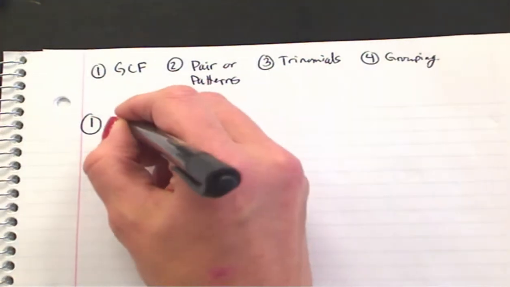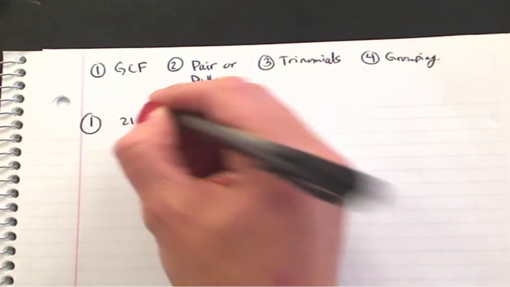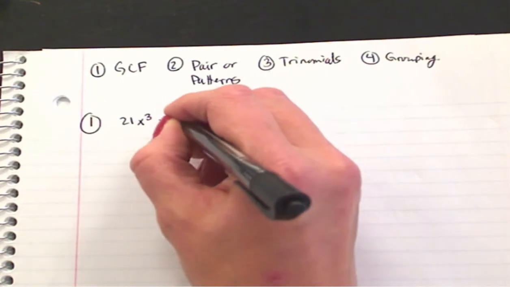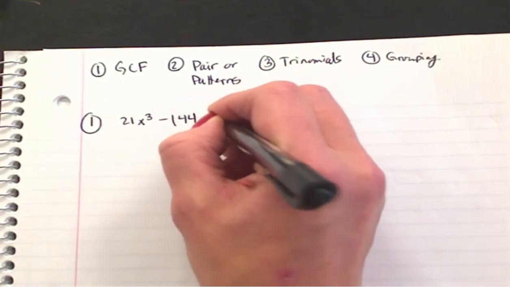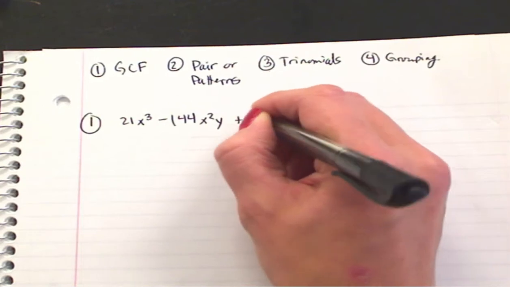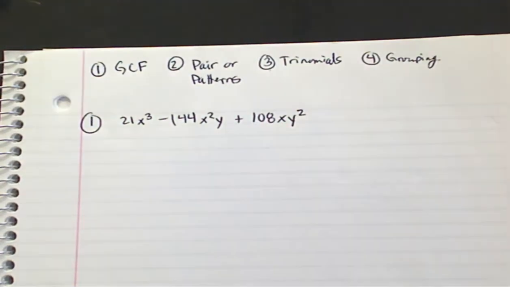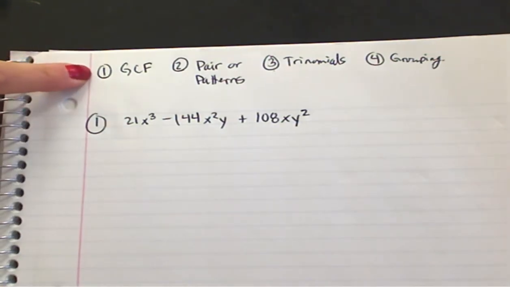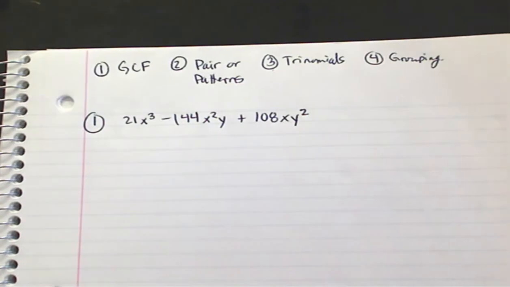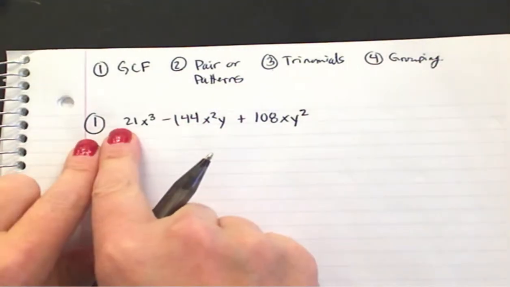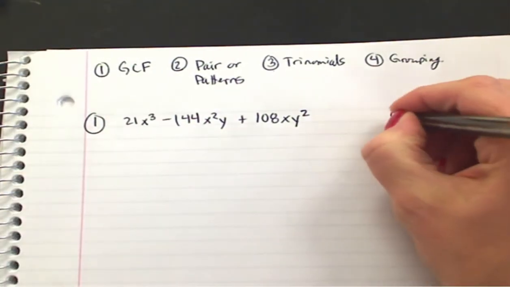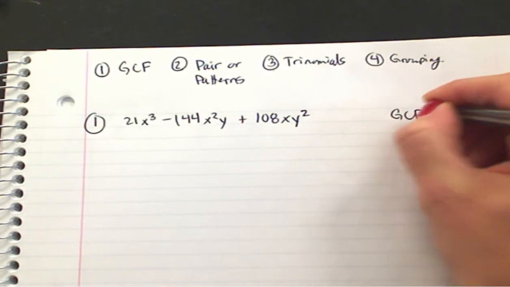All right, let's do 21. X cubed minus 144 x squared y plus 108 x y squared. Guys, this is category 6. This is as hard as it gets. This is it. So let's go in order. What am I going to look for first? Greatest common factor. Is there any number or letter that divides everything evenly? Don't yell it. Just sort of look at it for a minute.